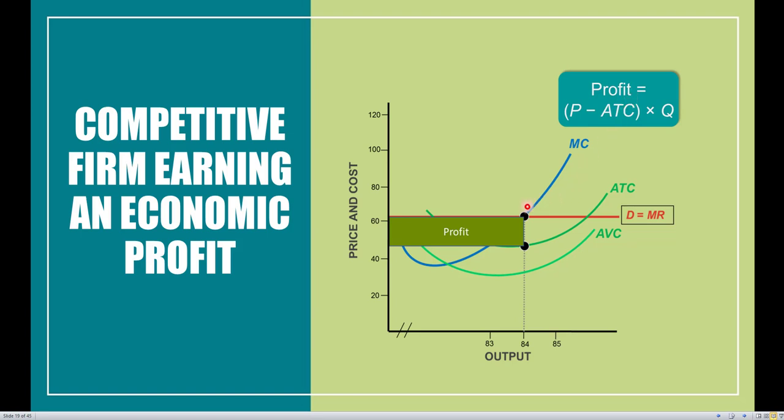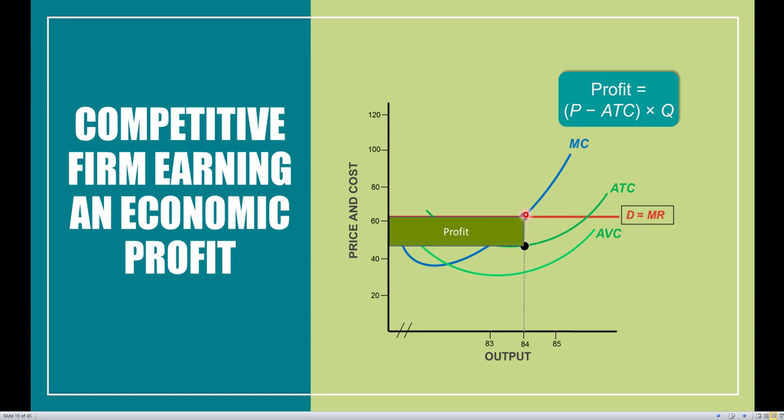So we want to find what average total cost is, and we notice that the average total cost is about $50 in this instance. So because the price that we're receiving for selling this good is greater than the average total cost, for every unit that we sell, we're earning a profit all the way up to 84 units. Essentially, we're making $10 worth of profit for every unit that we are selling.